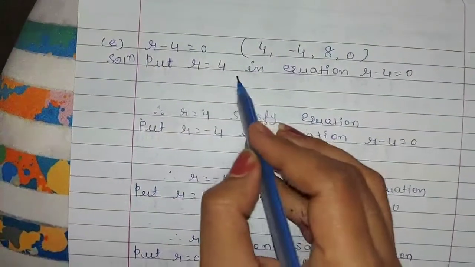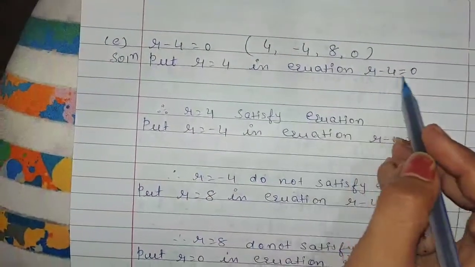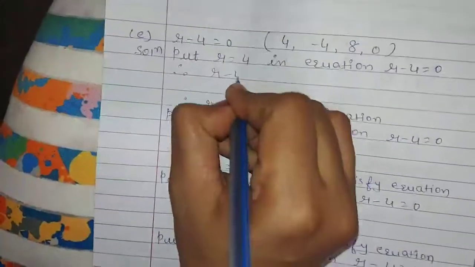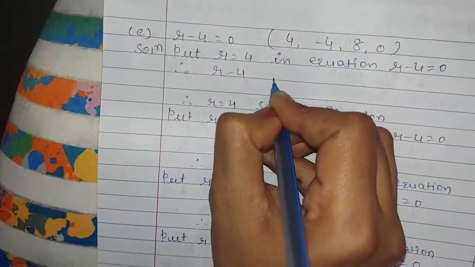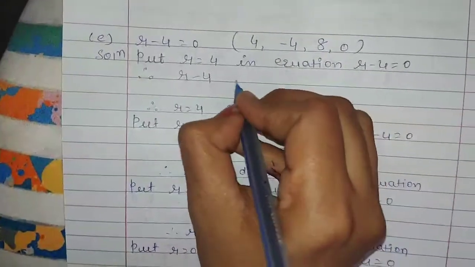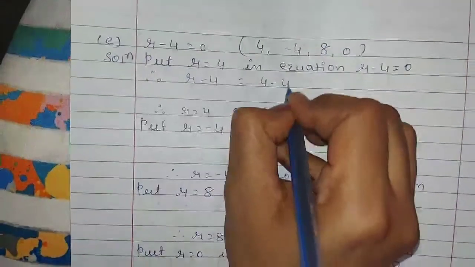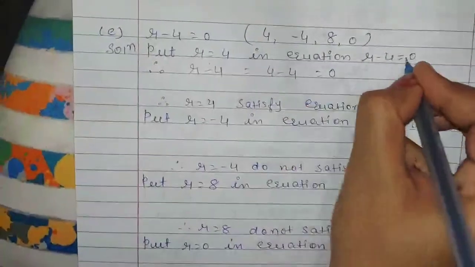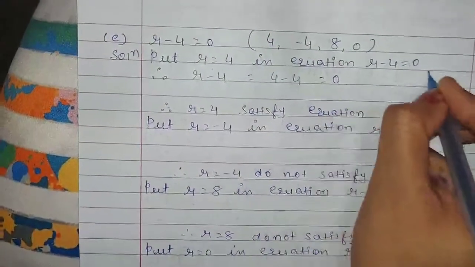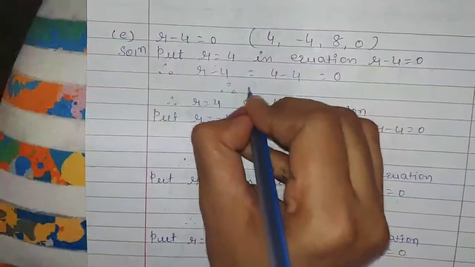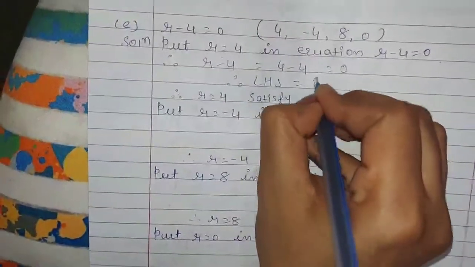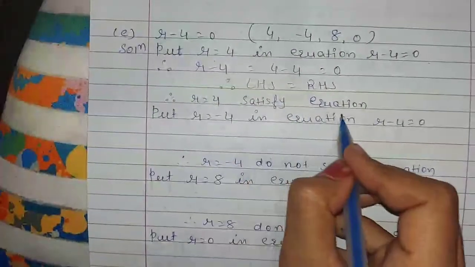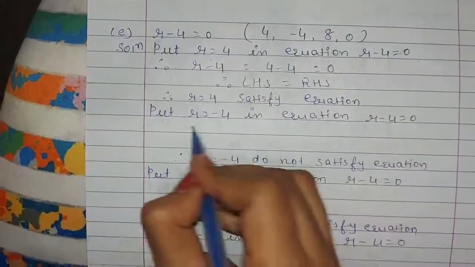Put r equals to 4 in equation, r minus 4 equals to 0. Therefore r minus 4, that is LHS of equation, that is equals to 4 minus 4, because we have to put r equals to 4, that is equals to 0. So we get both values same, LHS and RHS. Therefore LHS equals to RHS. Therefore r equals to 4 satisfy equation.